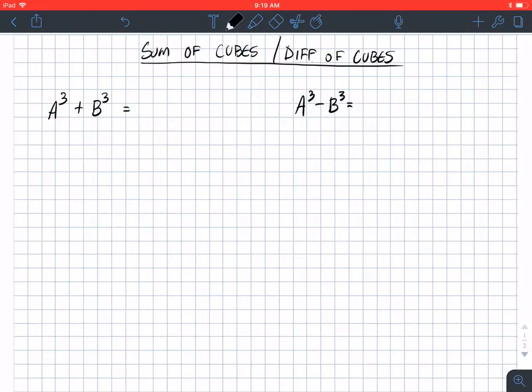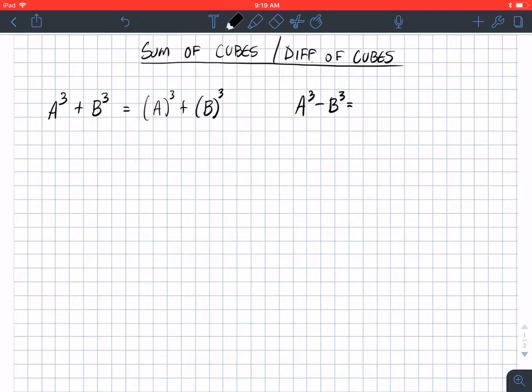Okay, in this video we're going to practice factoring a sum of cubes and factoring a difference of cubes. It's often helpful when you're doing the sum of cubes to write this as something cubed plus something cubed. It's a little bit obvious when it's a cubed, but it means a as the quantity is cubed plus b as the quantity is cubed.